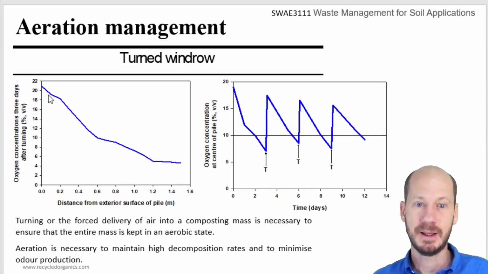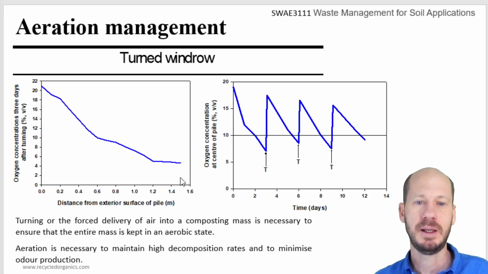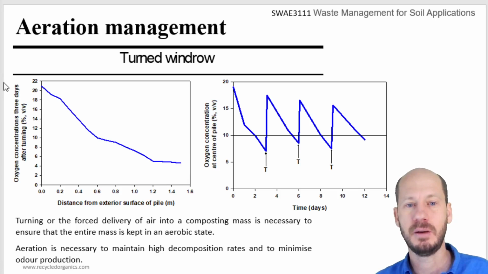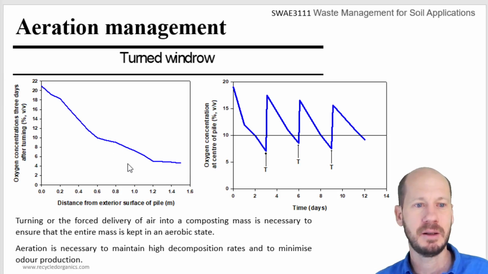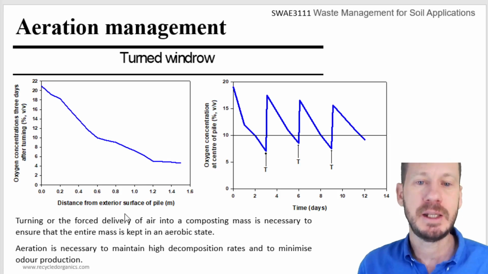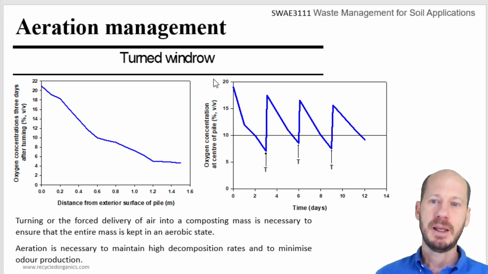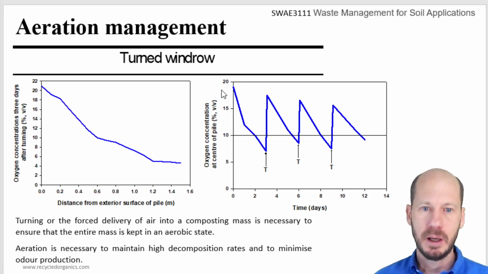The oxygen distribution throughout the compost pile is not uniform. The deeper you go inside the compost pile, the less oxygen you will have. So what you really need to be concerned about is the oxygen content in the middle of your compost pile, and you can monitor that with CO2 sensors. Either the CO2 or the oxygen concentration can be monitored.